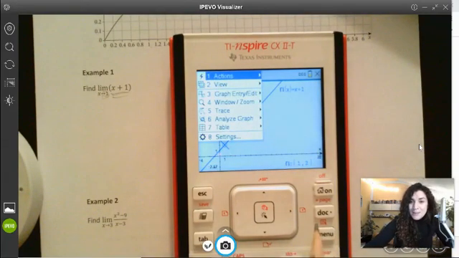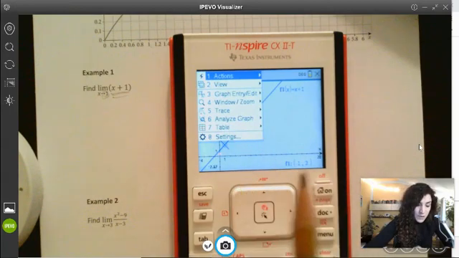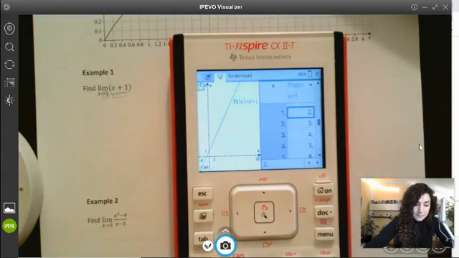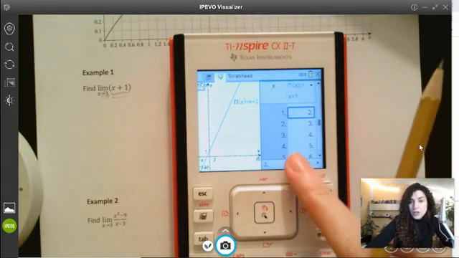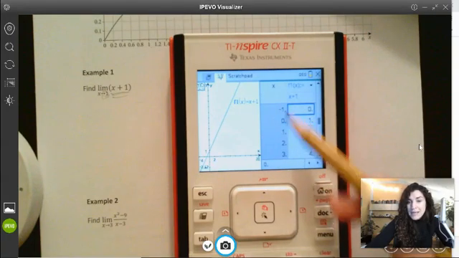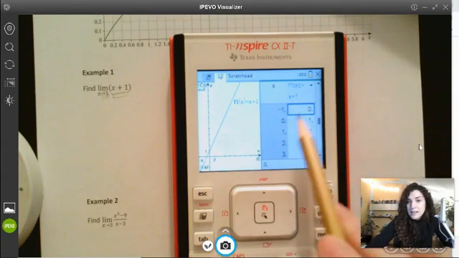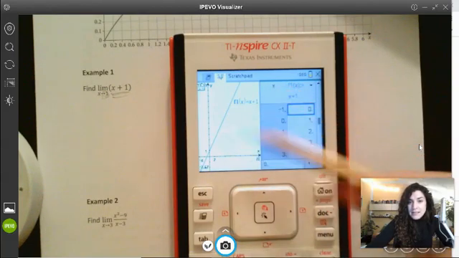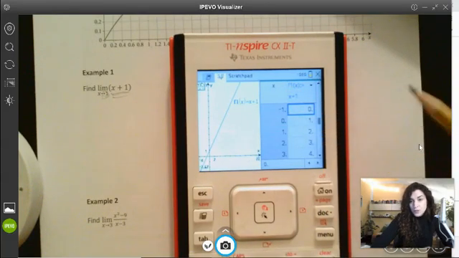You could also make a table of values. This is a new set of steps, so pay attention. If you click menu and you go to table, you can always turn your graph into a split screen table. And it'll show you that behavior. Hey, as x is approaching 1 from the negative side, from the left-hand side, it's going to 2. And same from the right-hand side, it's going towards 2.